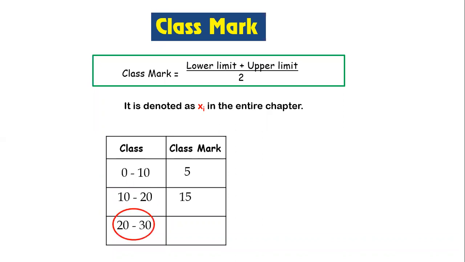Once again, lower limit plus upper limit upon 2. Basically, what you have to remember is to add these two numbers and divide by 2 to find out the class mark. So 20 plus 30, 50 upon 2, that is 25. Now, I believe class mark is understood. Now, there is one concept that you need to understand, one more concept.